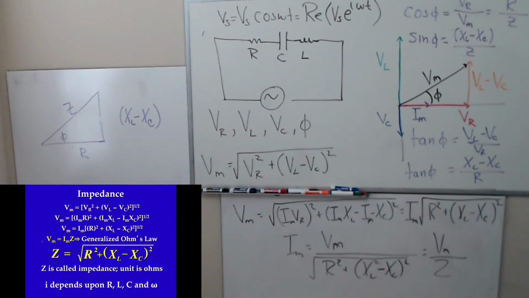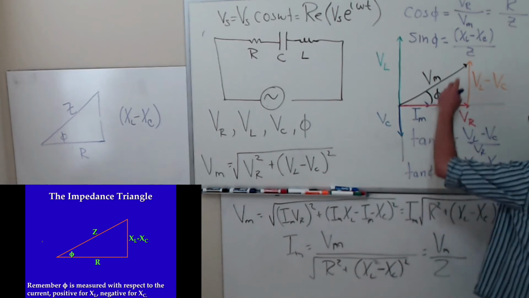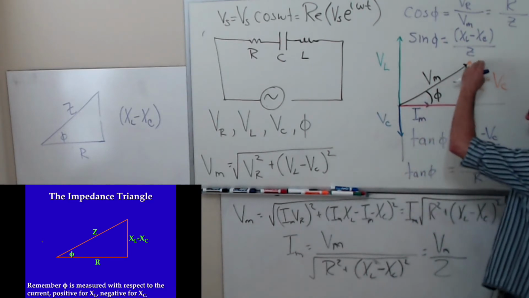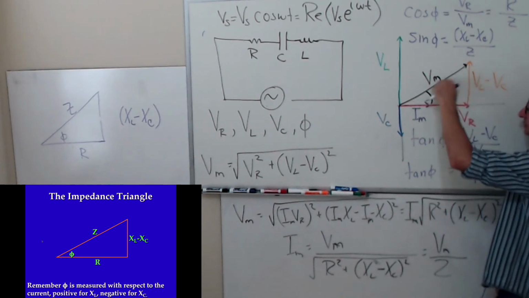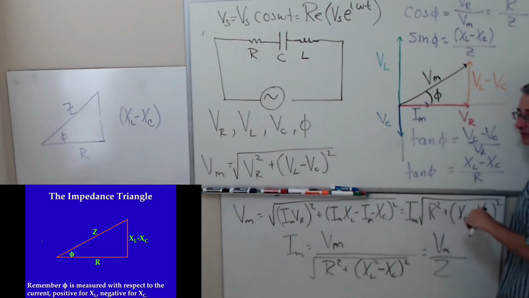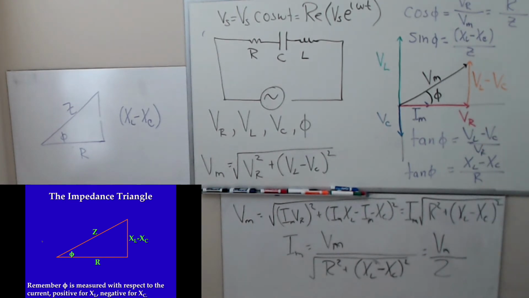And so the current depends on the value of R, the value of L, the value of C, and the value of omega. And there's our impedance triangle. You can find out everything you need to know from that triangle. Again, when I draw this triangle, V sub m is projected along the axis of I sub m. Not the x-axis, but the axis that forms I sub m.